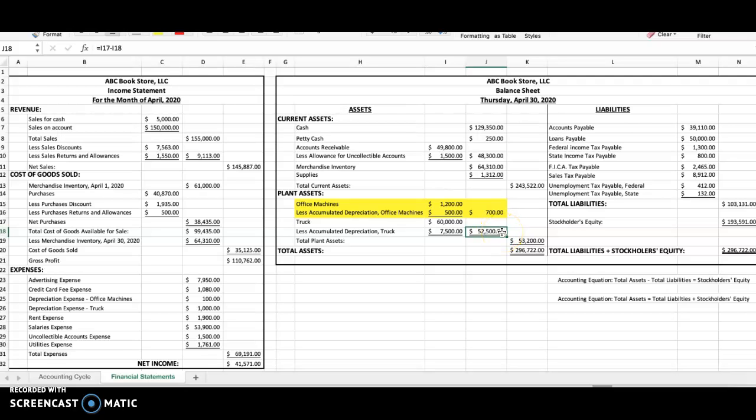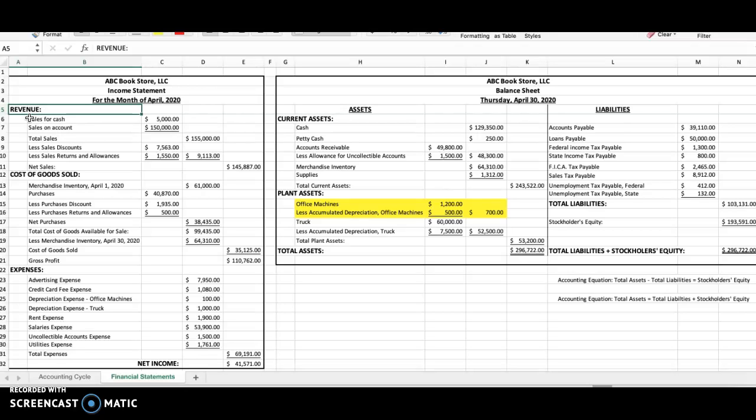Now, let's go over to the income statement. Let's look at the revenue section. If you remember back early on when we looked at income statements, there were only two parts. We had revenue, we had expenses. You subtracted expenses from revenue and you got net income.